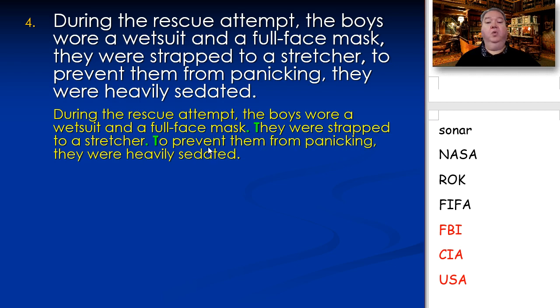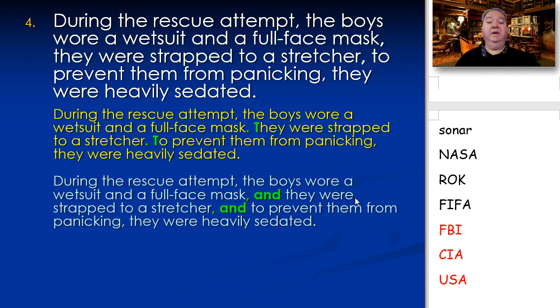Why were they heavily sedated? They were heavily sedated to prevent them from panicking. So the sedation goes with the panicking, the panic prevention. That is not the reason they were strapped to a stretcher. So be careful that you don't separate them in the wrong place. And again, of course, after a period, you need a capital letter.